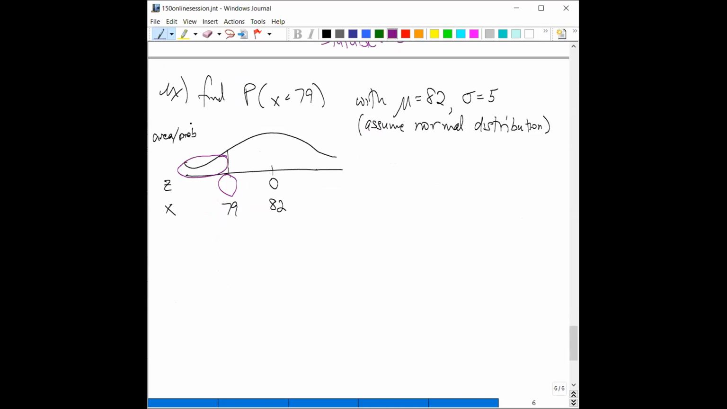Okay, so let's get into it. We have to find the z-score. So what is the z-score? The z-score is x minus mu over sigma. The x value is 79, the mu is 82, and the sigma is 5. So that's going to be negative 0.6 when you calculate it. So now we've got our z-score.